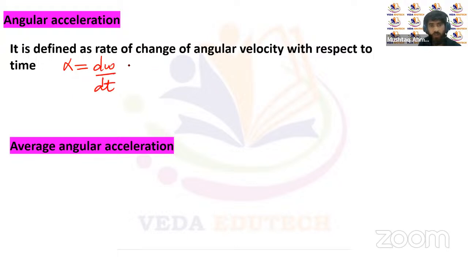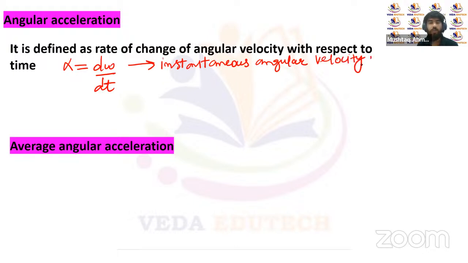This will be called the instantaneous angular acceleration. So instantaneous angular acceleration is defined as d omega over dt, that's the rate of change of angular velocity with respect to time.